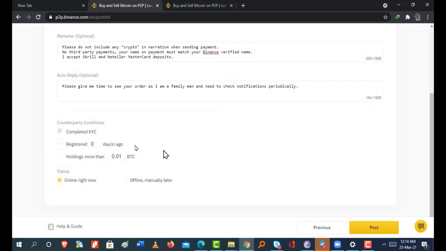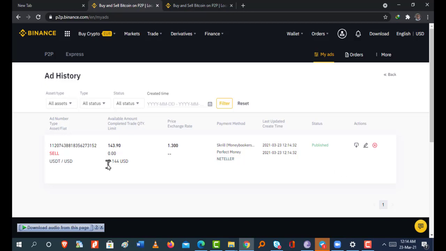So I've been set for a 15-minute window. That's the time someone initiates the transaction. Okay, so this has gone through. It's now telling me that my advert here is a sell advert. This is the amount of USDT I have. Then this is my range. I want to sell from a minimum of 5 USDT to a maximum of 144. It's rounded off, by the way. My price is 1.30. The payment methods are Skrill, Perfect Money, and Tether. The created date, and it's published. So this is now up and running.